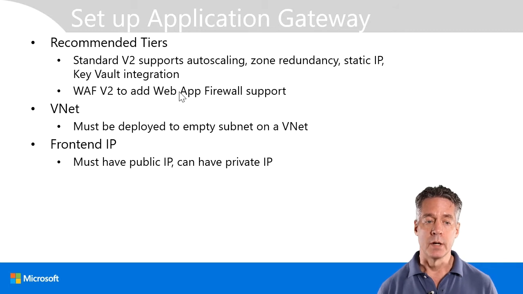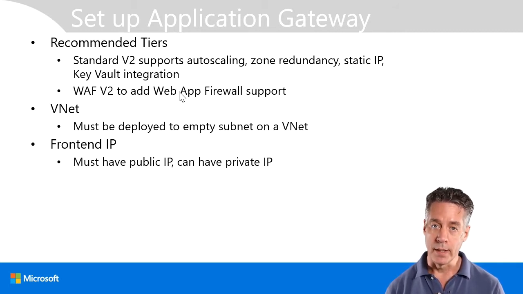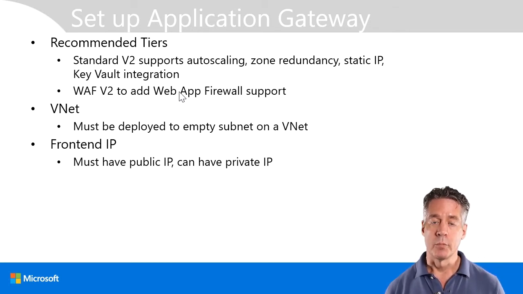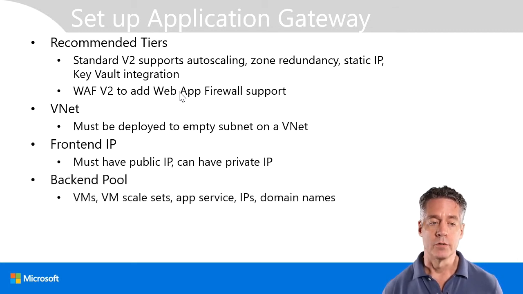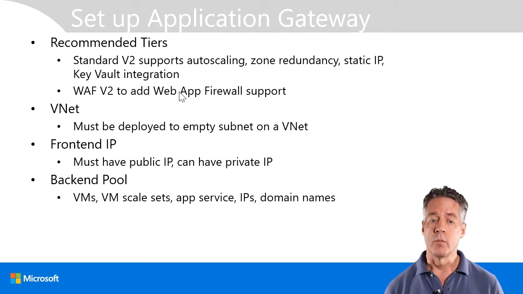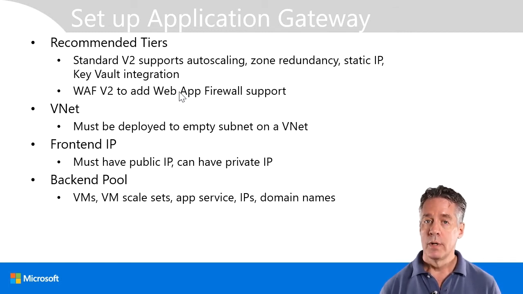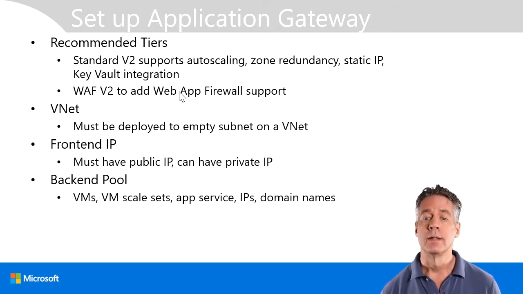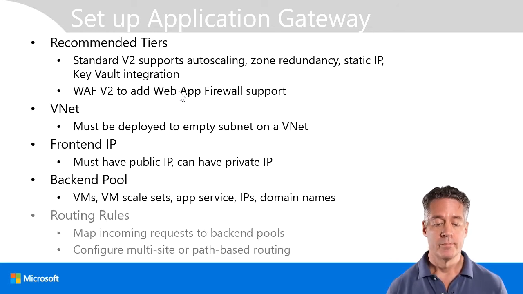You must also set up a front-end IP address. You have to have at least one public IP for your application gateway. You can also additionally have a private IP if you want to support that or need to support that for applications. Your backend pool, as I mentioned before, is pretty flexible. It can be VMs, VM scale sets, even an Azure app service, a general IP address, which could be really located anywhere on the internet, or even a domain name.